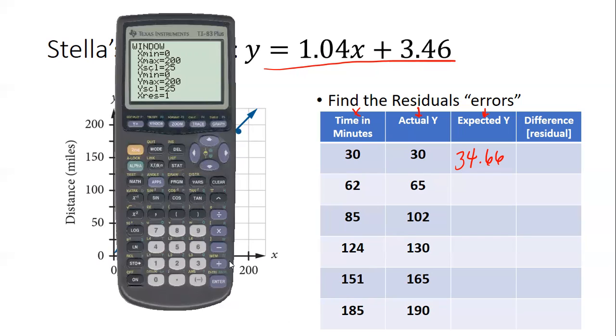When I got that error, that let me know that the graph I had could not show the value I was looking for. It does not necessarily mean I did something wrong. My window needed to be adjusted. So now I go to graph and try again. Second trace. I type in 30 and hit enter and it says, oh, I got you. It's 34.66. And I'm going to type in 62 and it says it's 67.94.